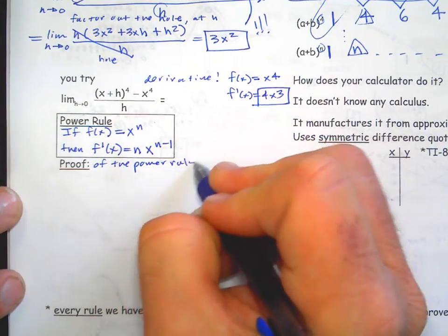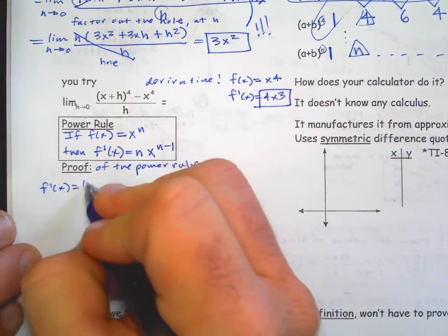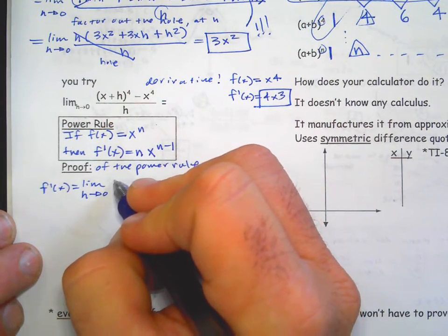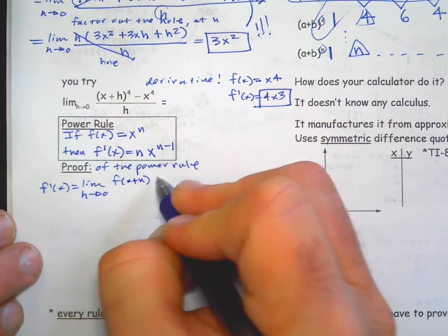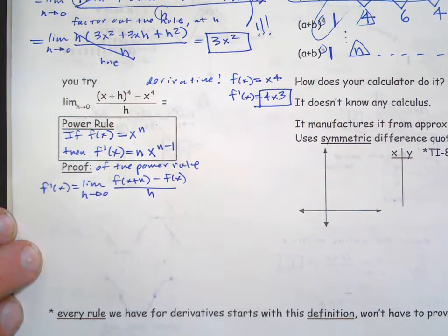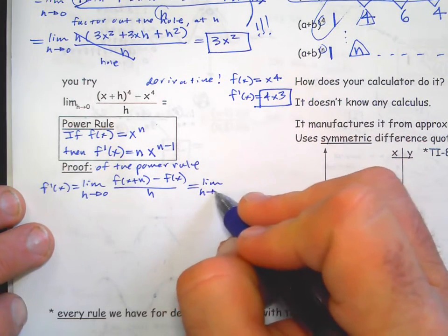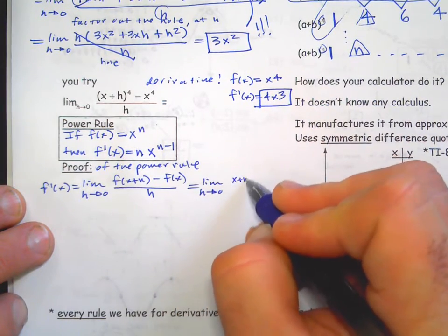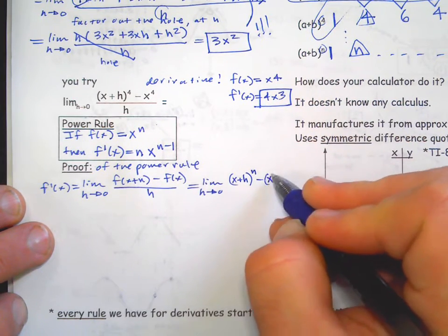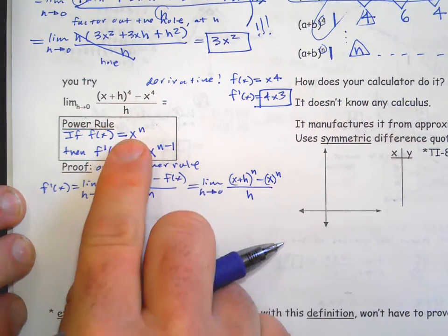We're going to prove it by using the definition of the derivative. So we got to say, okay, well, f prime of x equals the limit as h goes to 0 of f of x plus h minus f of x over h. We got to figure out what that is. Now, for this problem here, that's going to be the limit as h goes to 0 of x plus h to the nth power minus x to the nth power over h, right? And we're going to plug x plus h into our function and x in our function.